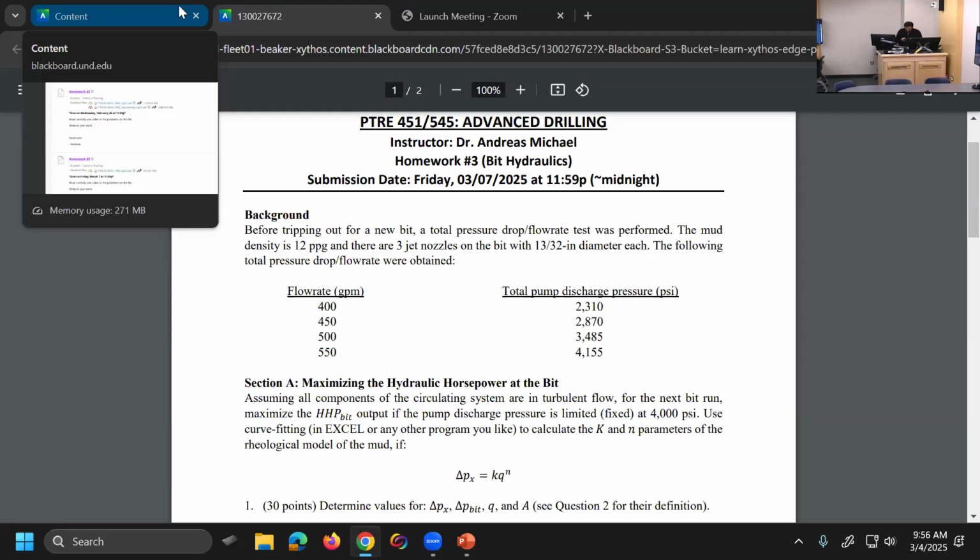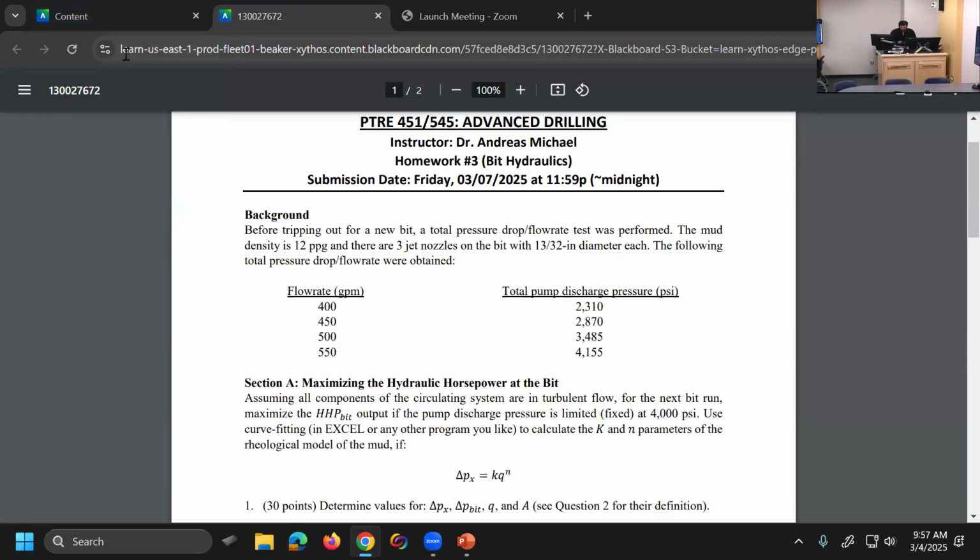I have the numbers here, but I don't have the actual results for delta P bit. So when we get a delta P bit, we can subtract it from the delta P total and get delta Px. Delta P total minus delta P bit is equal to delta Px, like that equation that you showed us. The delta P and the horsepower is the same thing, right? You add them up. Sorry, I got confused myself as well.